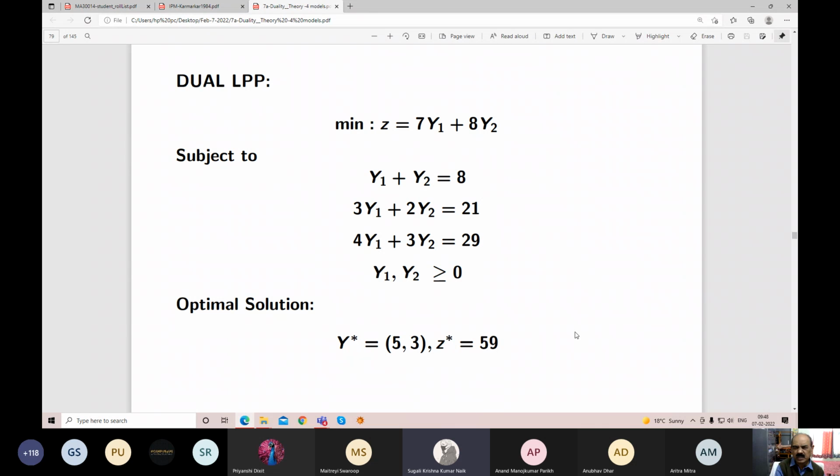Fulfilling or not? Tell me. Yes, sir. All three equations are fulfilled? Yes or no? Yes, sir. The auxiliary function at 5, 3 is 7 into 5, 35, plus 8 into 3, 24. 35 plus 24 is 59. Okay, that's all.